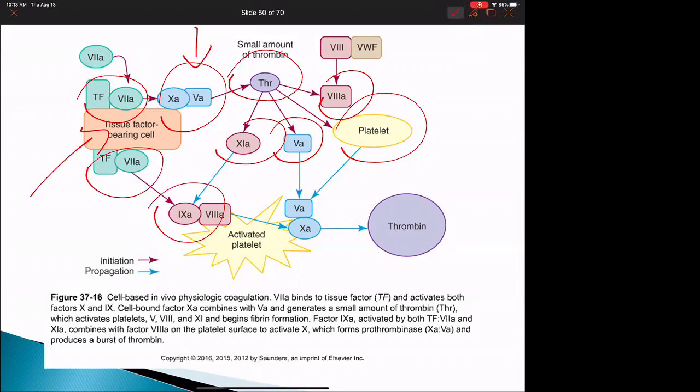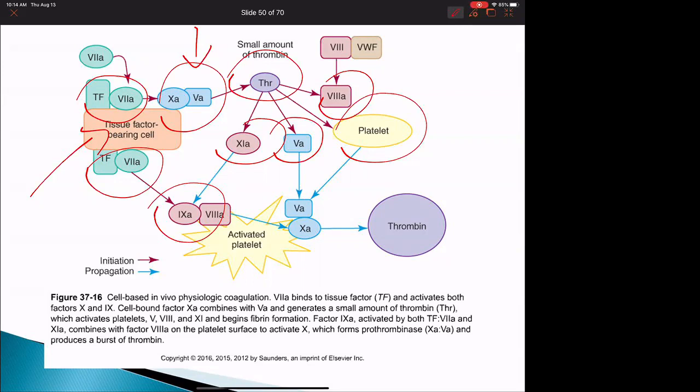Activated factor 9 is activated by both the tissue factor and activated factor 7 complex, and also by activated factor 11. All of these combined with activated factor 8 on the platelet surfaces to activate factor 10, which then forms prothrombinase, right? The prothrombinase complex, and then produces a burst of thrombin right over here.